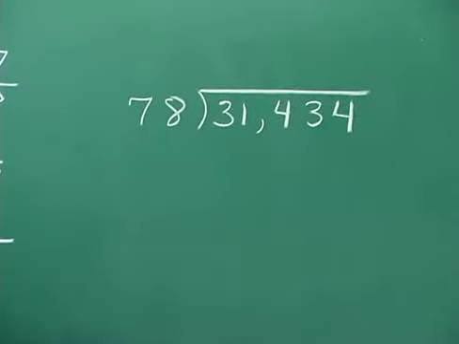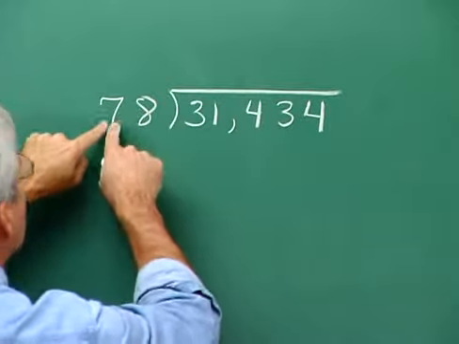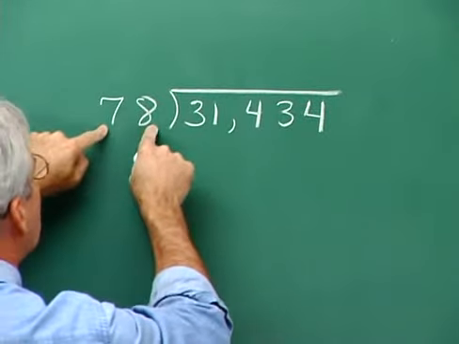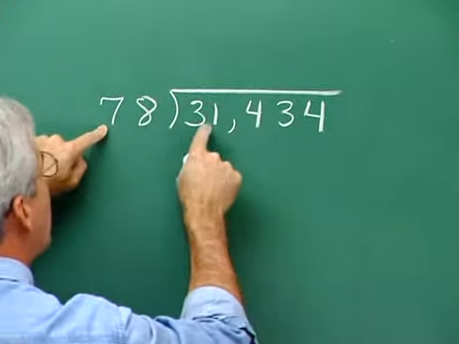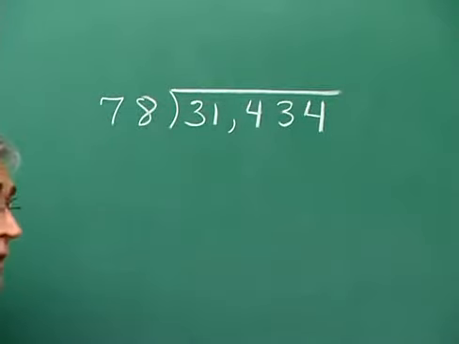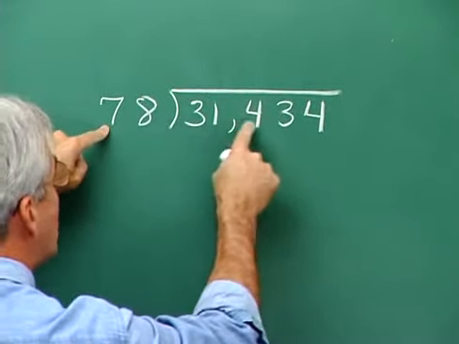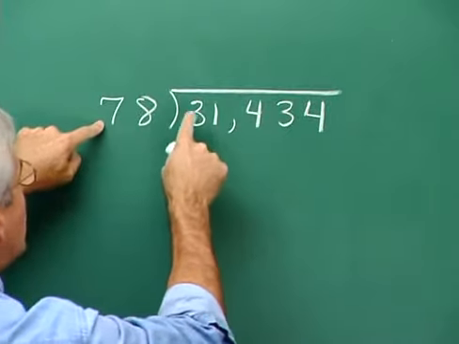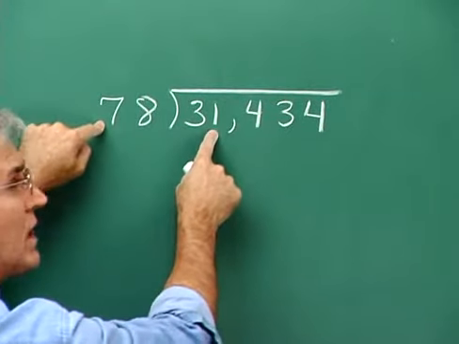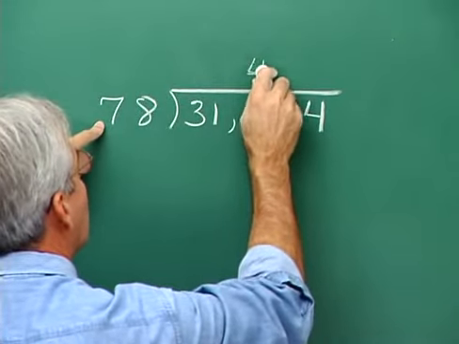Here's another one, 78 into this really big number. And again, we have to go through this decision-making process. And to think about 78 into 3 won't go, 78 into 31 won't go, 78 into 314 goes so many times. And to help us decide, we might look at first digit here and the first digits here. Now, 7 goes into 31 4 times.